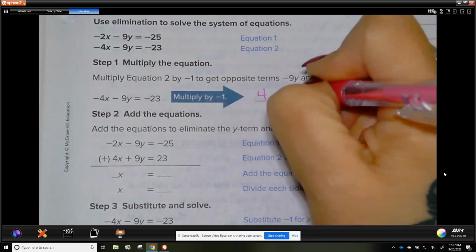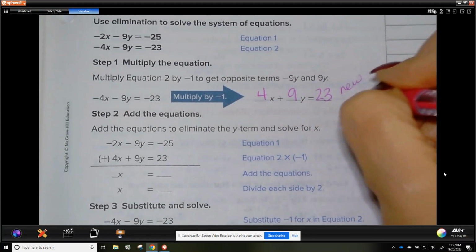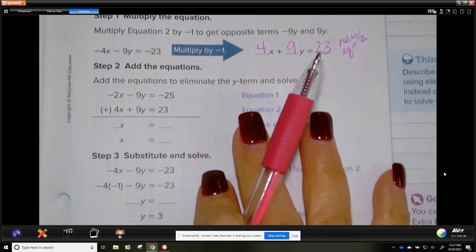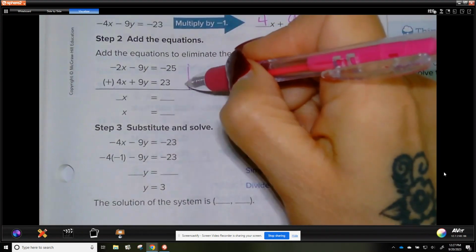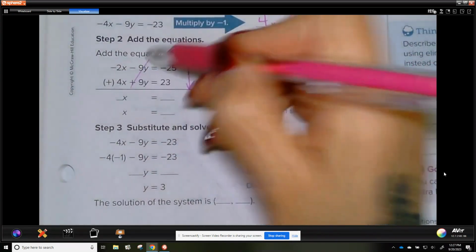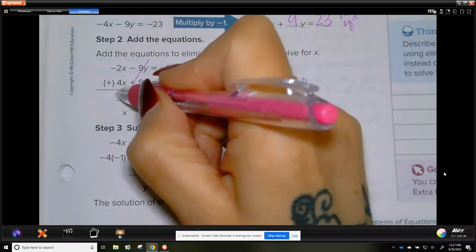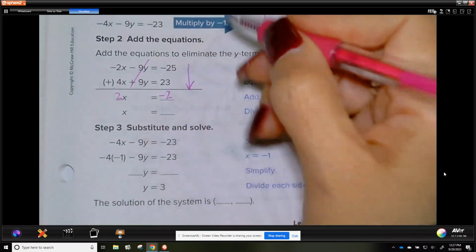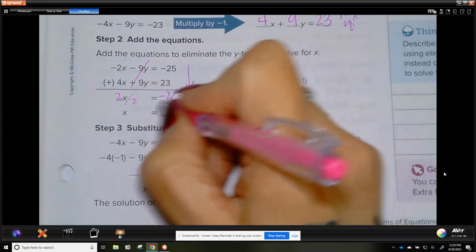So I get 4x plus 9y is 23. This is my new equation 2. There it is. They wrote it underneath the first equation, equation 1, the new equation 2. And now you just add down. So the 9y minus 9y go away. 4 minus 2 is 2x. Negative 25 plus 23 is -2. If I divide by 2, I get x is -1.